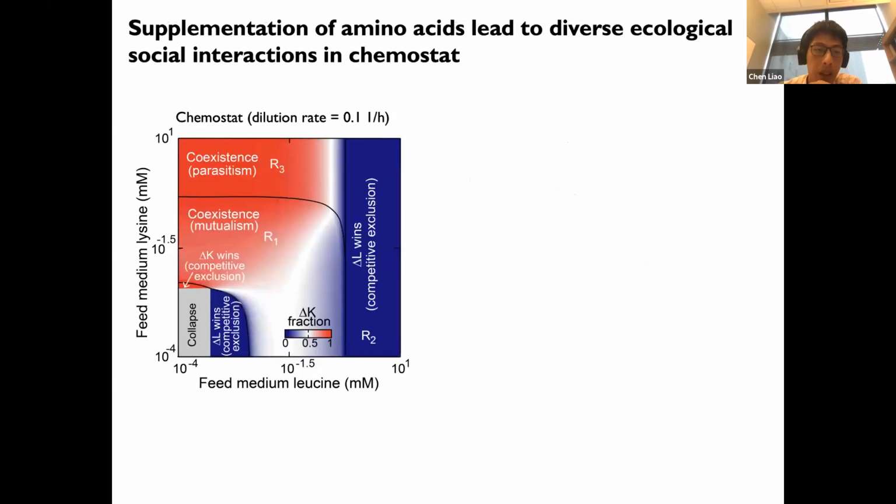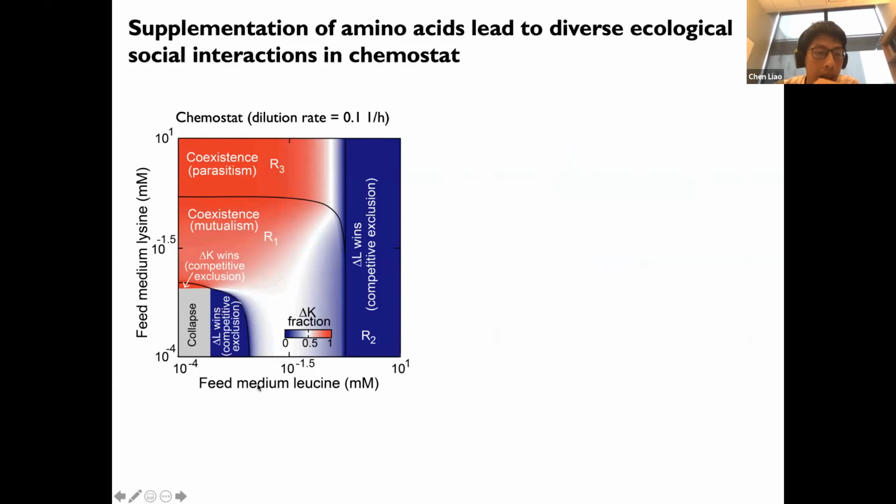So given the model, what type of new predictions can we make? I will use one slide to show that. I put the model in a chemostat with a dilution rate equal to 0.1. And I asked the question, by supplementing amino acids to the system, how do the ecological interactions change? Naively, we can expect that the two auxotrophic strains depend on each other to grow, so their relationship should be mutualistic.